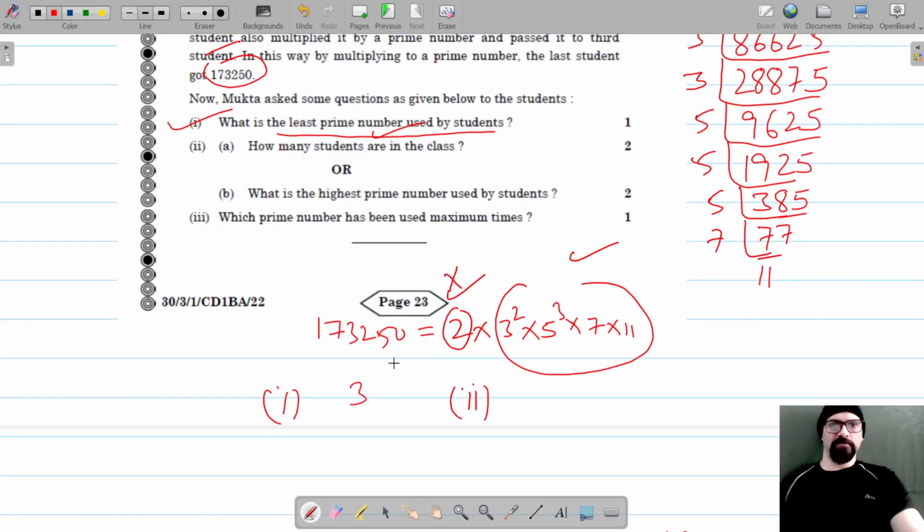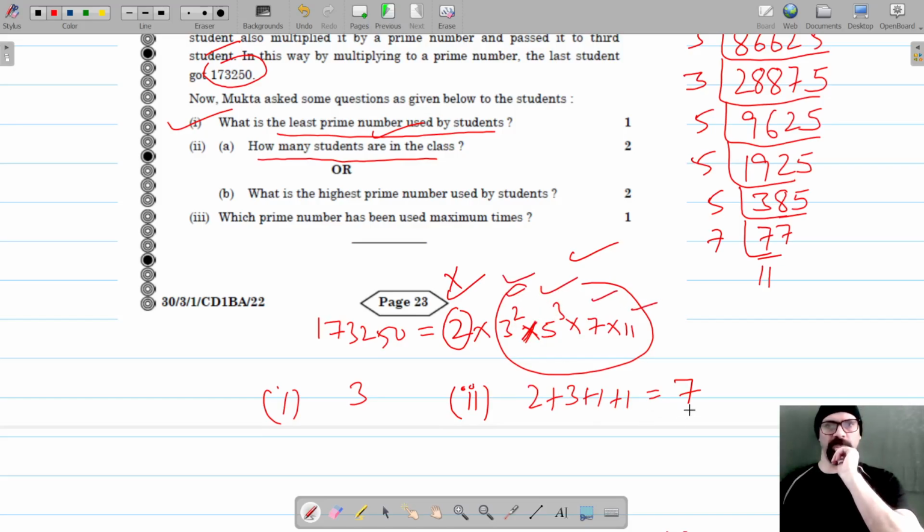Moving on to the second question. How many students are there in the class? The number of students in the class would be the number of times these prime numbers are used, which is the sum of the powers: 2 plus 3 plus 1 plus 1, which gives me 7. So the number of students in the class is 7, because 3 is used 2 times, 5 is used 3 times, 7 once, and 11 once. So just adding the powers gives the number of students.